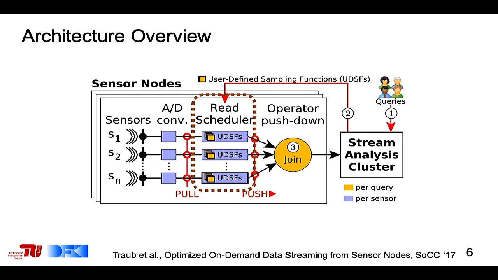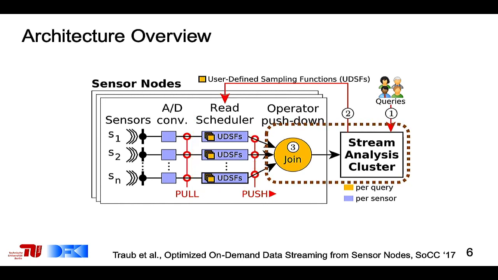And the read scheduler is responsible for actually performing the read on the physical sensor, so pulling the data from your temperature sensor or GPS sensor or whatever you have, and then pushing that data to the upstream processing pipeline, basically initiating the data stream.